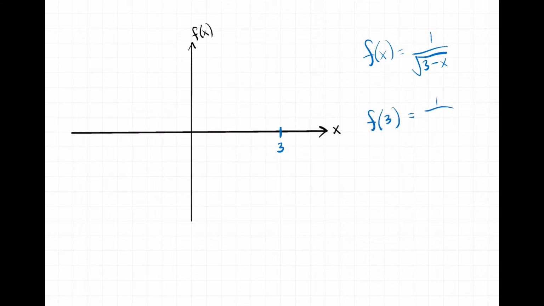we're going to have 1 over the square root of 3 minus 3, which is 1 over the square root of 0. Now, the square root of 0 is perfectly fine. The square root of 0 is a number. It is 0. But 1 over 0, that's a problem. This is undefined. In fact, this function actually has a vertical asymptote at x equals 3.